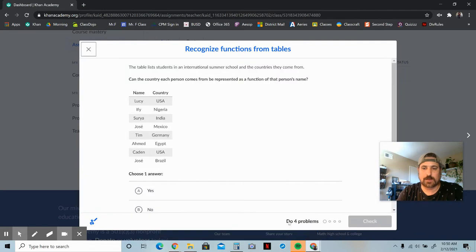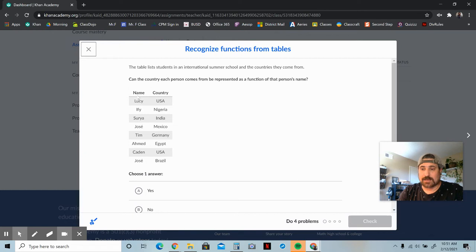Let's go. So the table lists students in an international summer school and the countries they come from. Can the country each person comes from be represented as a function of that person's name? So basically, that means that the country is the dependent variable and the name is the independent variable, right? So you input a name and you output a country.